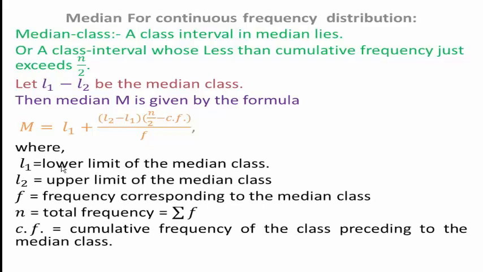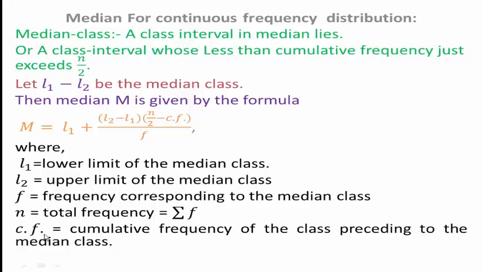Here L1 is equal to the lower limit of the median class, L2 is the upper limit of the median class, f is equal to the frequency of the corresponding median class, n is equal to the total frequency, that is summation f or sigma f. Cf is equal to the cumulative frequency of the class preceding the median class.